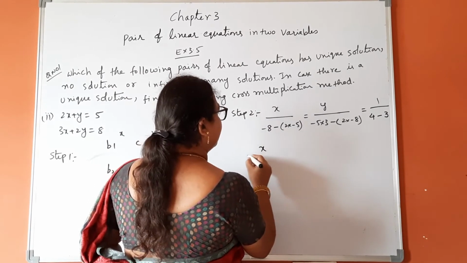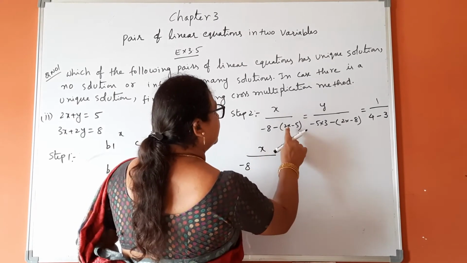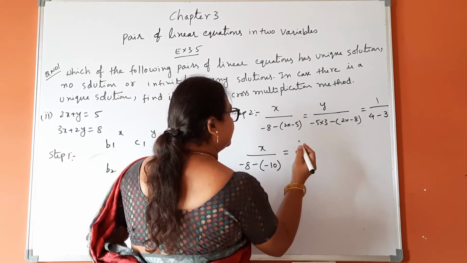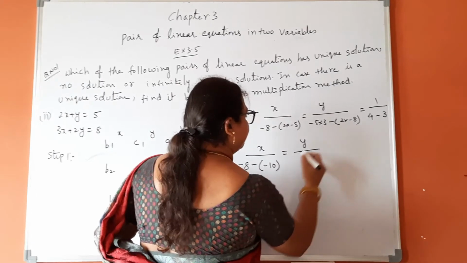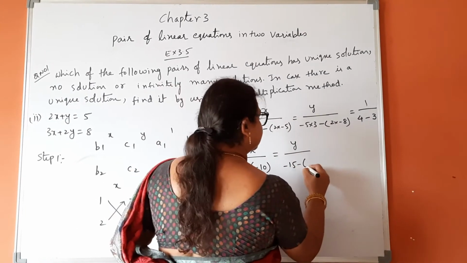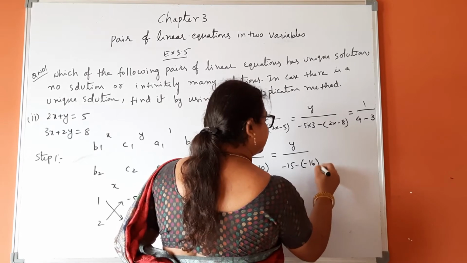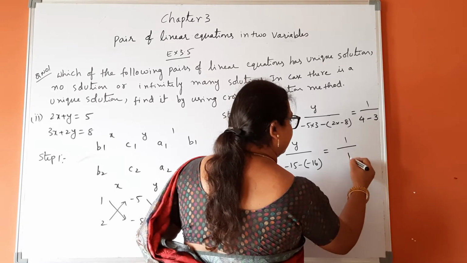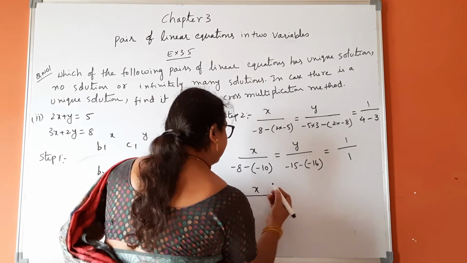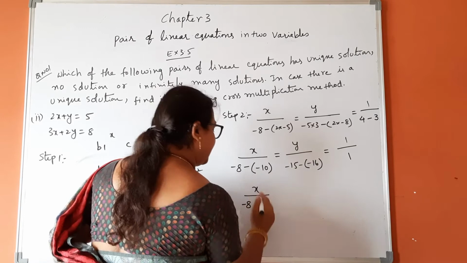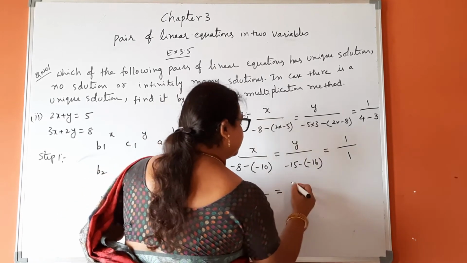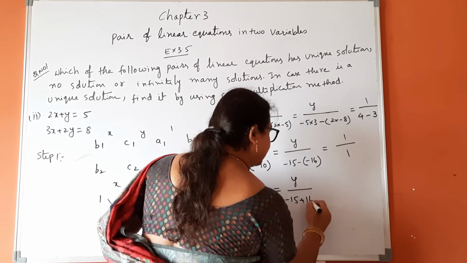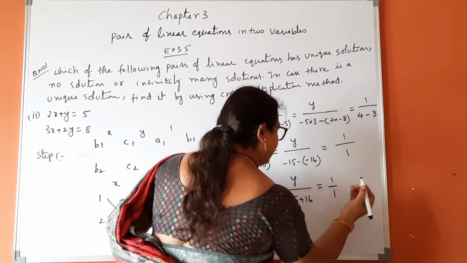So x by minus 8 minus 2 into minus 5, that is minus 10, is equal to y by minus 15 minus 2 into minus 8, that is minus 16, is equal to 1 by 4 minus 3, that is 1. So x by minus 8 minus of minus plus 10 is equal to y by minus 15 minus of minus plus 16 is equal to 1 by 1.